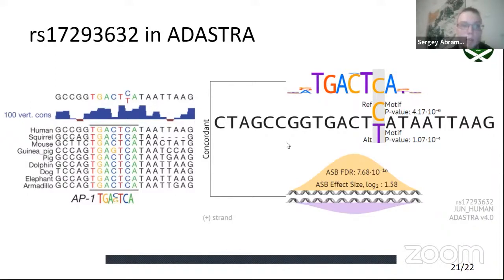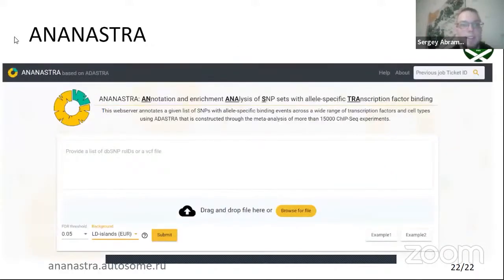The final example I want to speak about is Ananastra. Ananastra is another tool, annotation enrichment analysis of SNP sets with allele-specific transcription factor binding. So it's based on Adastra. If you have a list of potentially causal variants and you don't want to search each of them in the Adastra database, you can just provide them here. The tool annotates the given list of polymorphisms with allele-specific binding events from Adastra.